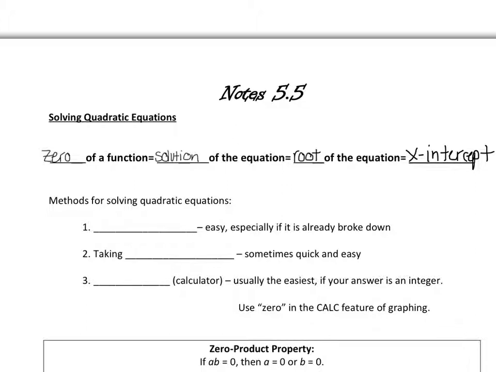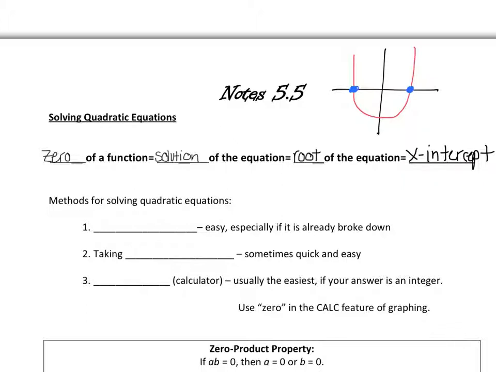What this looks like on a graph, if this is our parabola, these are what we're looking for, that point and that point. Those are the x-intercepts. We can also call those the root of the equation. We call those the solution, and we also call them the zeros, because it's where y equals 0. All those are the same thing, so recognize all those terms.